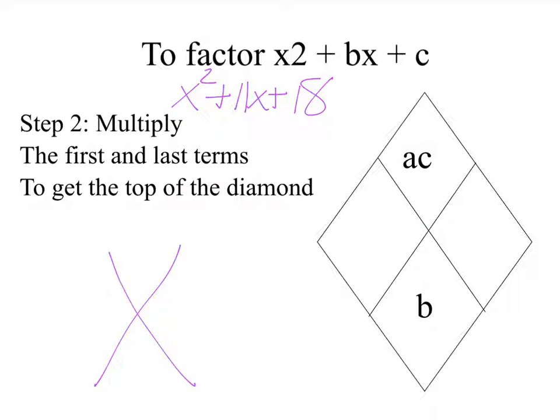So the top of your diamond is always going to be the first term, which is known as A, and the last term, which is known as C, multiplied together. So 18 and 1 gives me 18. The middle piece always goes on the bottom, which is 11. So that's all this step says. Multiply the numbers with the first and last term. We're not doing anything with variables yet. And the middle term goes on the bottom.